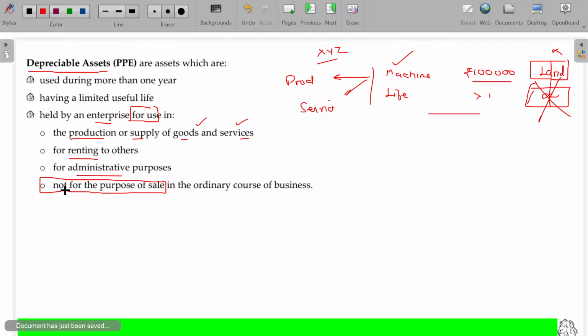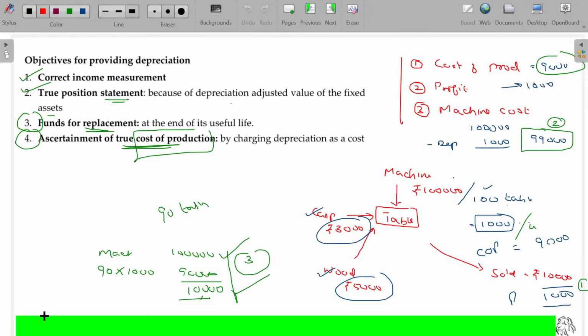So now you will understand what is called a depreciable asset. Any payment that gives you benefit for more than 1 year, but the life is limited, not infinite. These two are my assets. Apart from that, this asset is held for what? Production of commodities or rendering services, or for my office use or some other sales use, or I may use it for renting purposes, but it is not going to be sold for making profit. My intention is not to sell and make a profit. This is called a depreciable asset. These are the key ingredients you have to keep in mind.